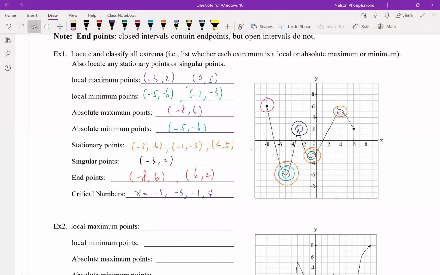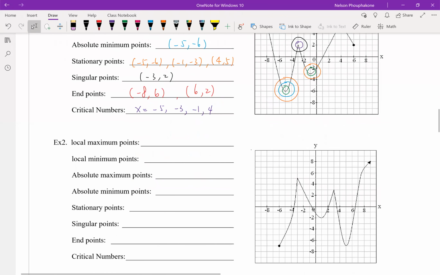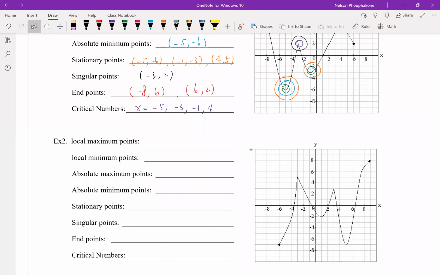Of course, now it is your turn. Go ahead and try example number 2. In this example, the arrow means the function continues going up. Okay, so let's try this. My local maximum points will be these 2 right here.